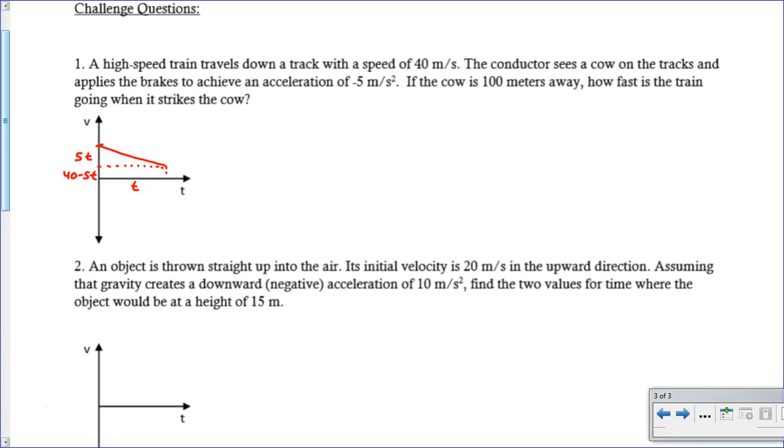Alrighty, and so to calculate the area of this, we've got two shapes. We've got the triangle and the rectangle. For the rectangle, it's 40 minus 5t times t, and then plus the triangle, 1/2, and then the sides in the triangle are 5t and t.